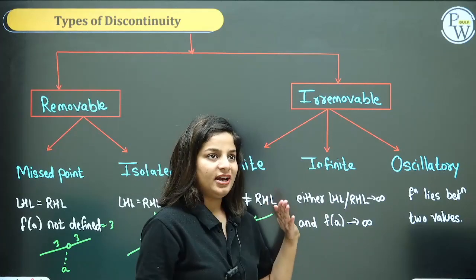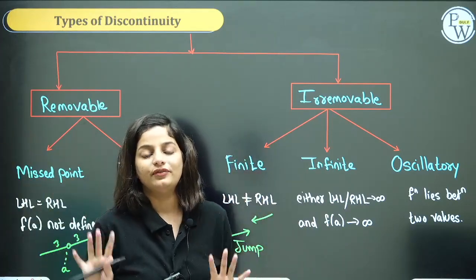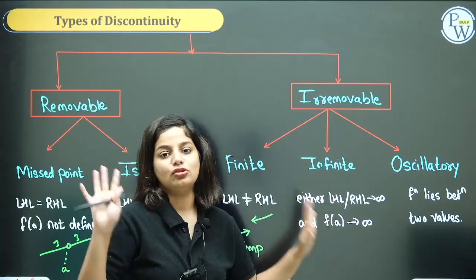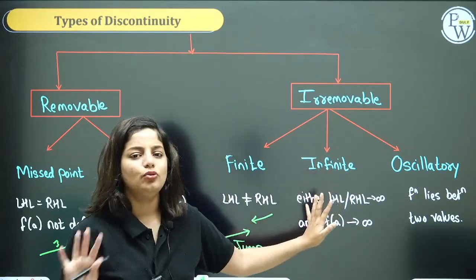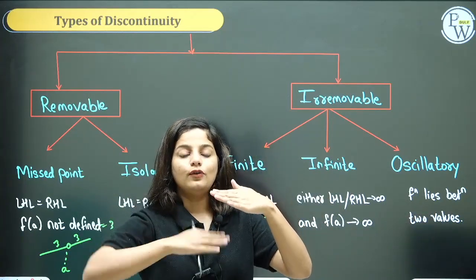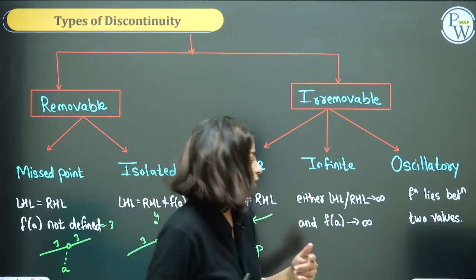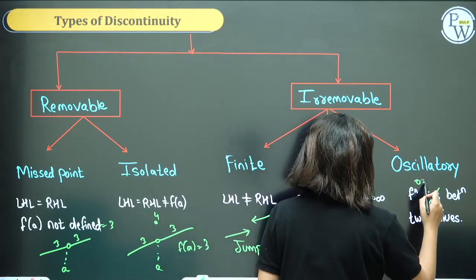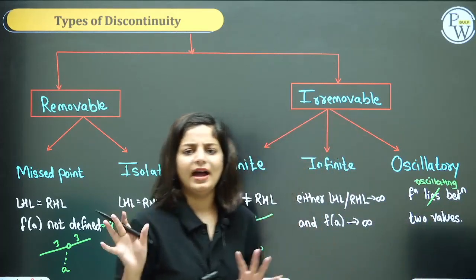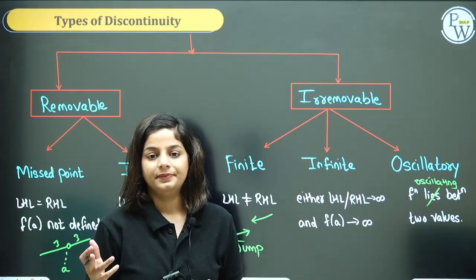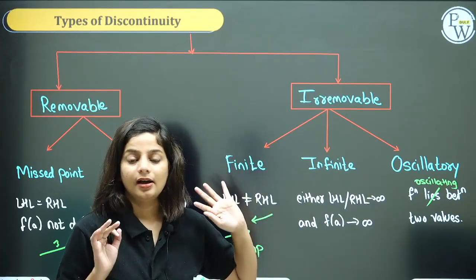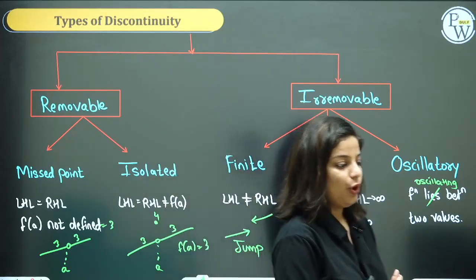Infinite means either your LHL or RHL is going to infinity, and the value of the function at that point is also going to infinity. Infinite, you cannot do anything. And oscillatory is when your function is oscillating between two values all the time. Then also such a function is an irremovable discontinuity. Alright, great.